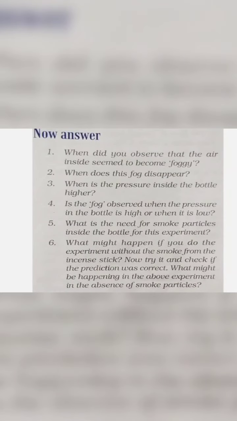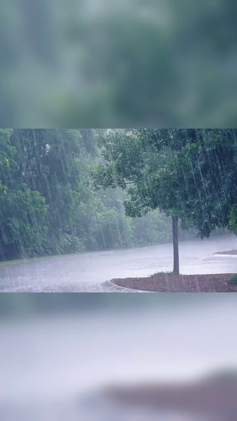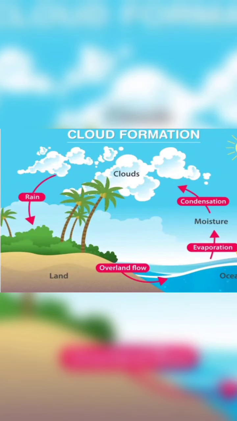So the above experiment replicates on a very small scale what happens when air with a high content of water vapor goes from a region of high pressure to a region of low pressure or vice versa. When water bodies are heated during the day, a large amount of water evaporates and goes into the air. Some amount of water vapor also gets into the atmosphere because of various biological activities. This air also gets heated. The hot air rises up carrying the water vapor with it.